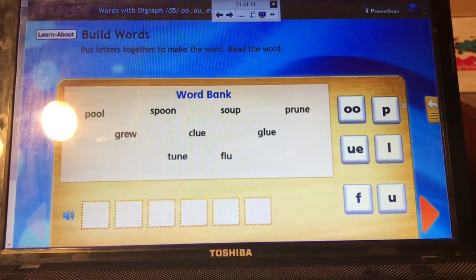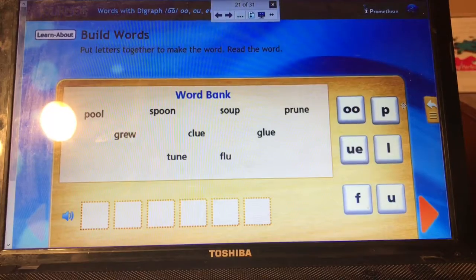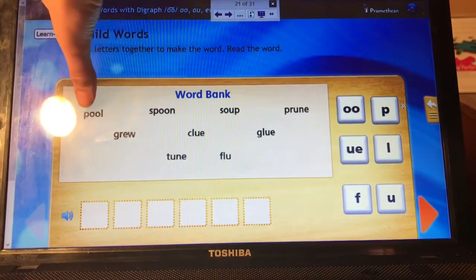Crazy. Today we're going to practice reading and spelling with some ooh words. Makes it sound like they're gross words, like we're saying ew. Let's read some ooh words. All right, so first let's read the words we have here in the word bank. Let's start with this one.